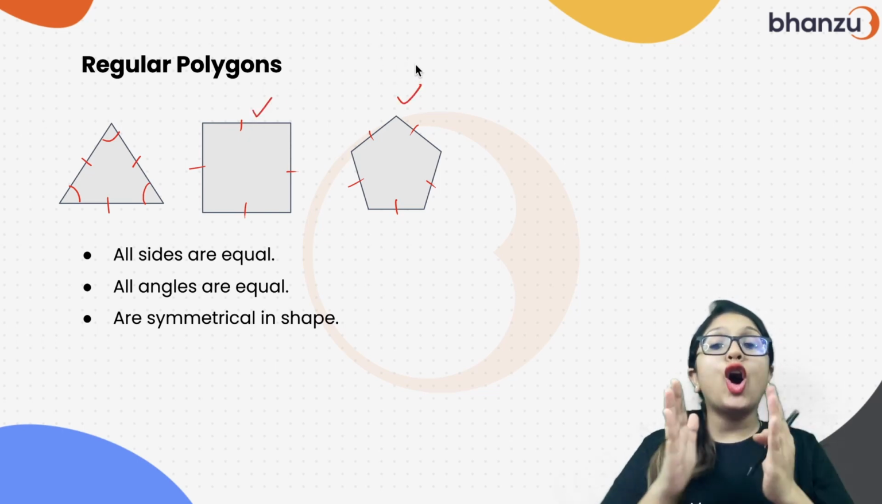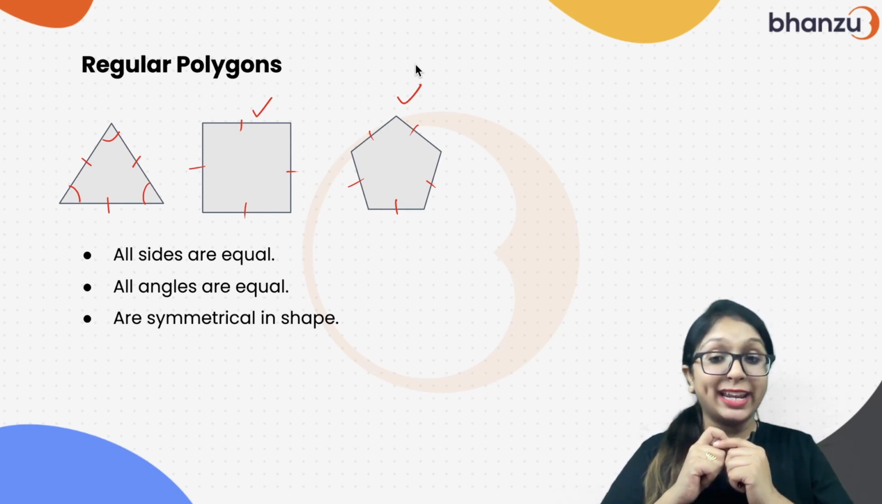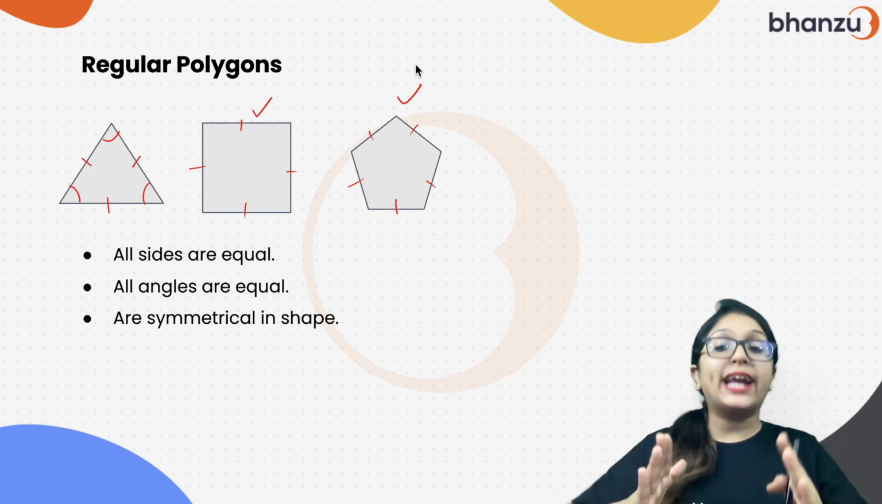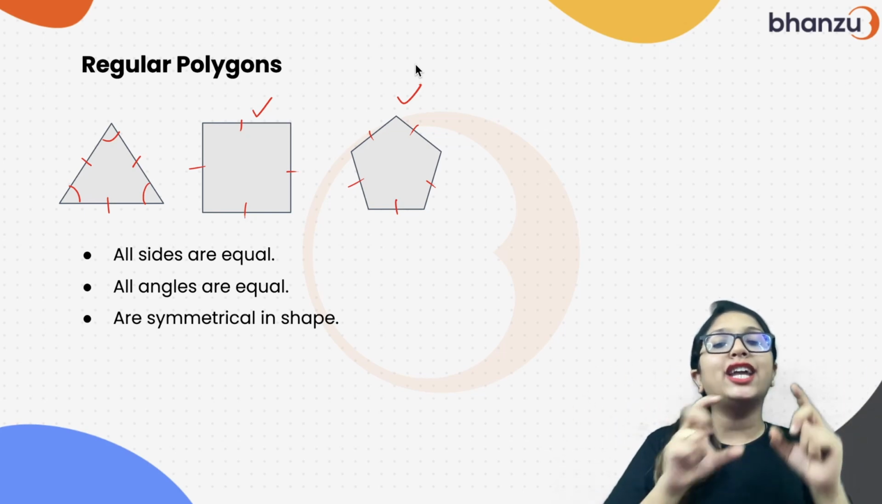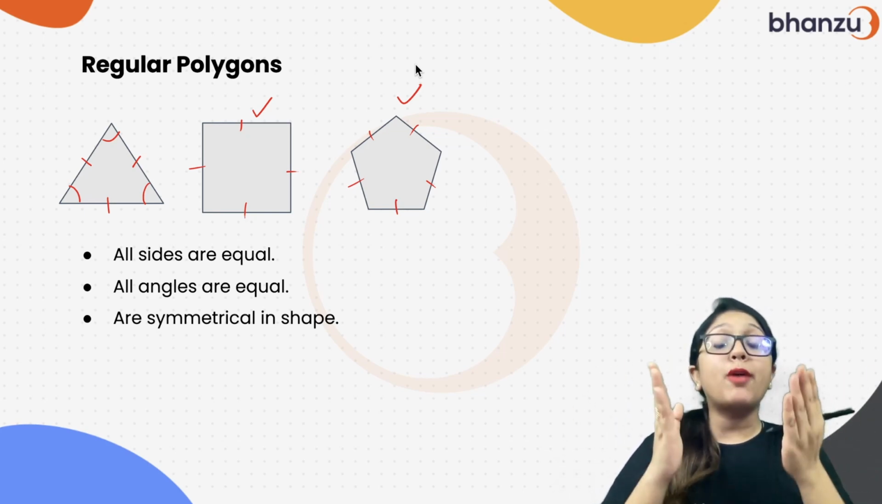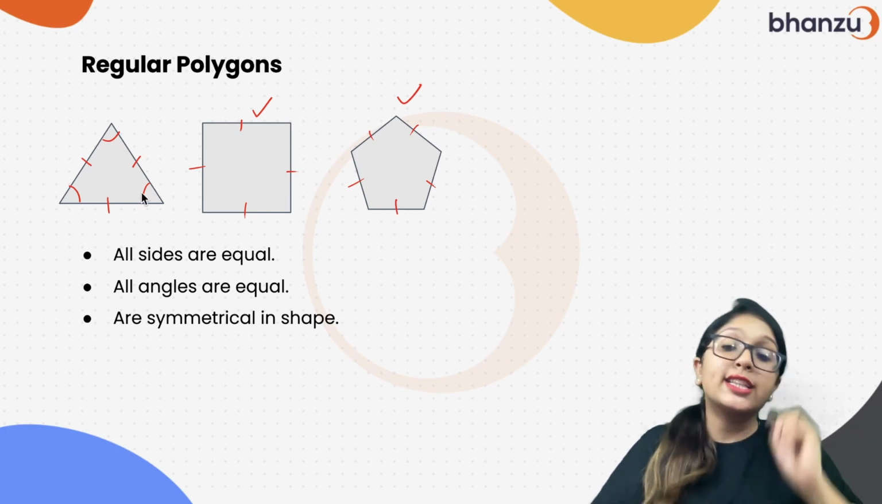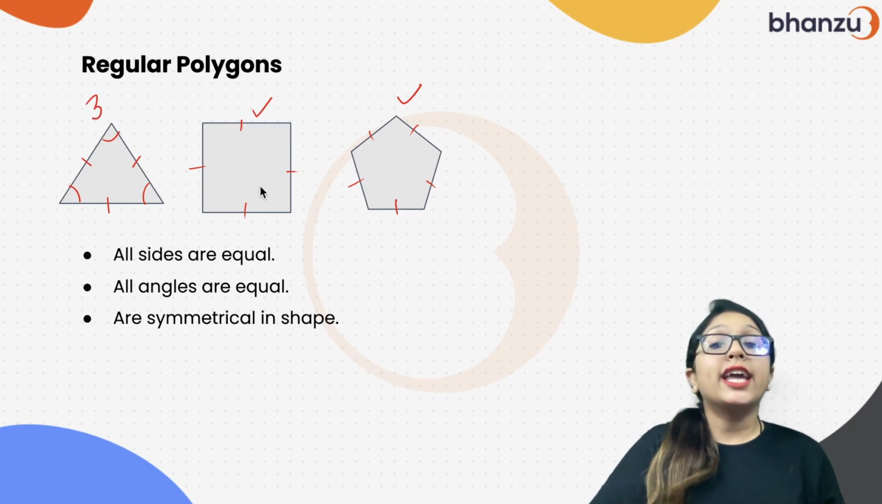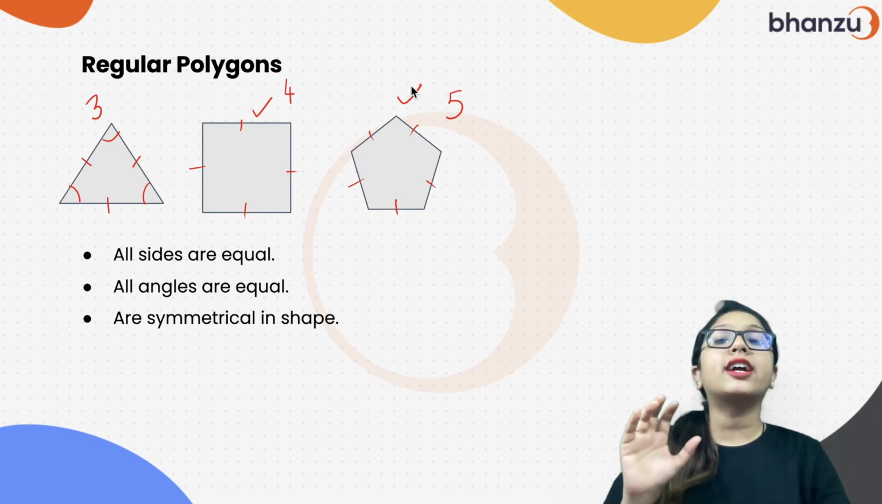And then all of these are symmetrical in shape. Now do you know what is the line of symmetry, right? The line which divides the shape into two identical halves, that is the line of symmetry. Now if we talk about these polygons, here I can see the 3 sides, and you know what? This will have 3 lines of symmetry. Here I can see the 4 sides. So this will have 4 lines of symmetry. And here I can see the 5 sides. So this will have 5 lines of symmetry. Okay, so these are symmetrical in shape.